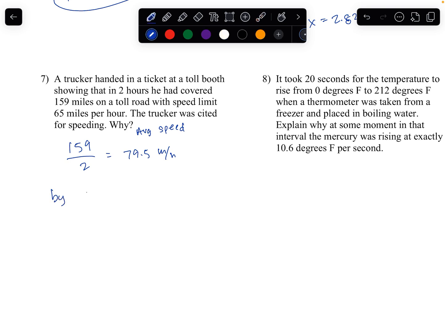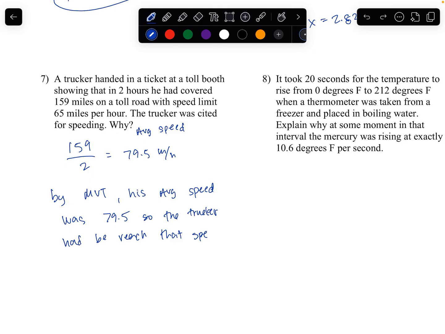So by the mean value theorem, his average speed was 79.5, so the trucker had to reach that speed at least once in those 2 hours, which would obviously mean that he had to exceed 65 miles per hour. But anyways, that's why the trucker was cited.